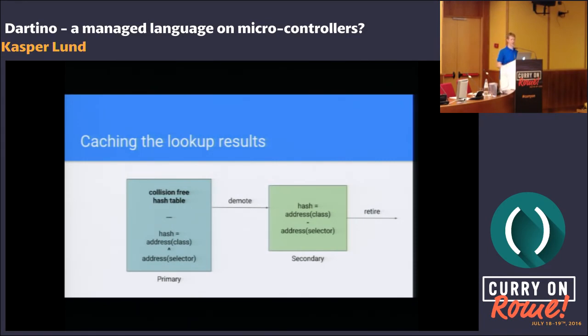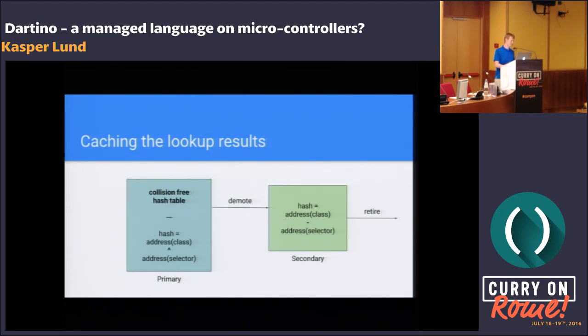In this case, one of the options is to have the hash be the XOR of the address of the class and the selector. And in the other case, in the secondary table, maybe you flip it around and say you have a similar simple operation like subtraction that also gives you a really cheap to compute hash code.